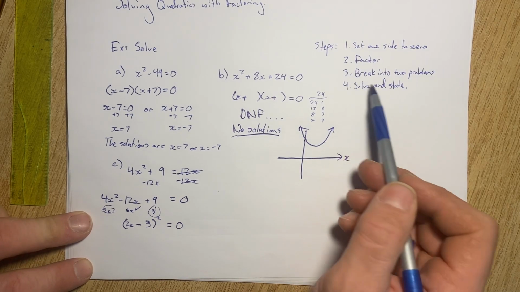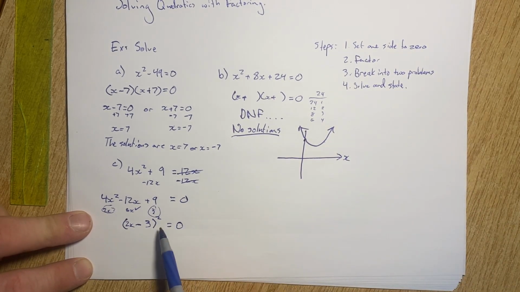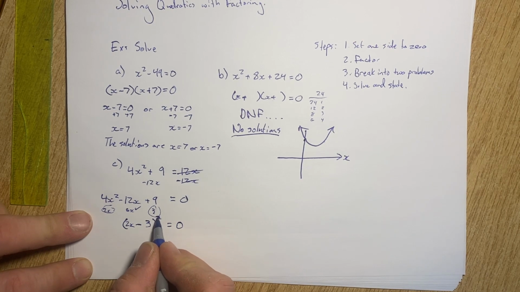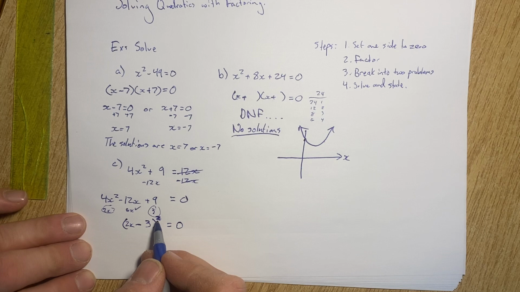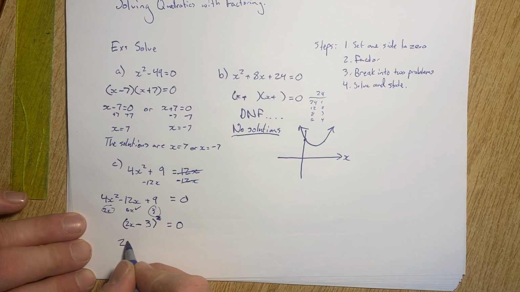Now part 3 says break it into two problems, but I only see one factor here. That's because that factor is squared. So really what's happening is the problem from this is repeated twice. So I don't need to repeat it twice because I know I'm going to only have one solution because it's going to be the same solution both times I do it. So instead I'll just write the problem out once.